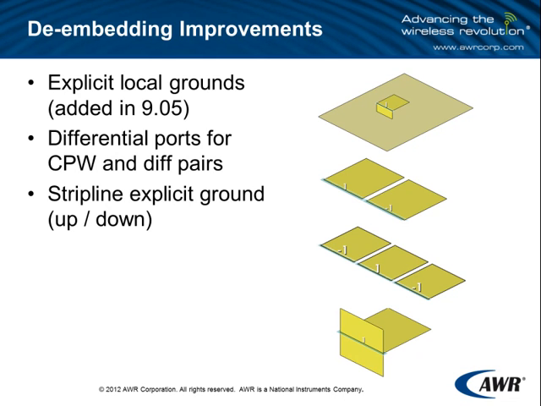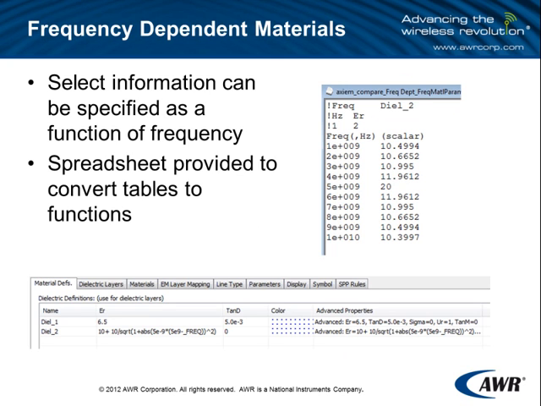The Axiom engine itself has been improved in a number of ways. We have improved de-embedding. I won't go into the details of this other than to say you now have the stripline port that can attach to both the top and bottom grounds, an improvement that many people have been asking for. You can also work with frequency dependent materials. It's now possible to do this in Axiom. And finally, although I don't show it here in the slides, we have improved meshing quite a bit in the EM simulators.